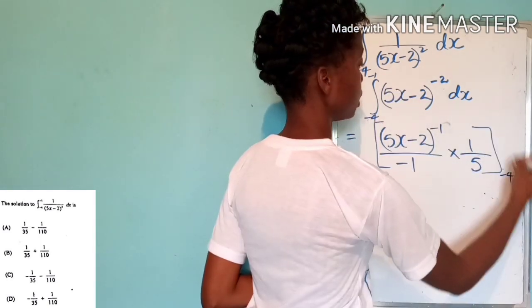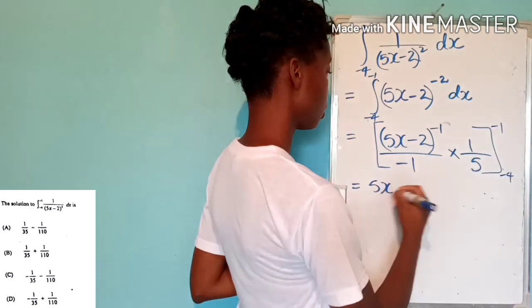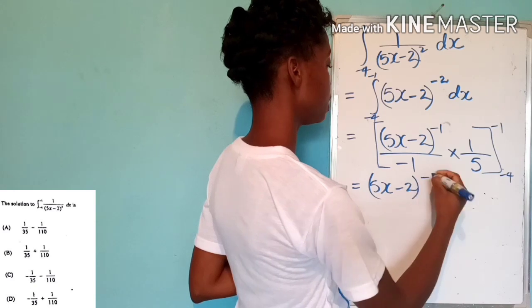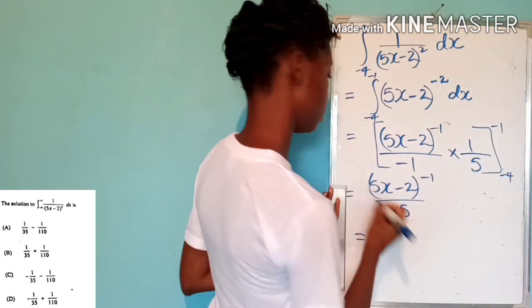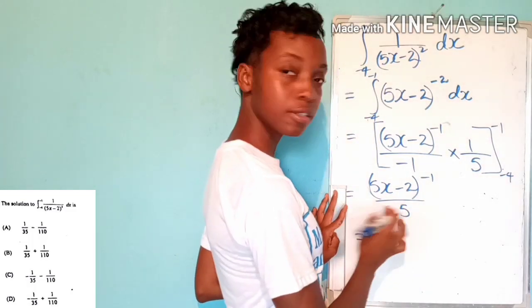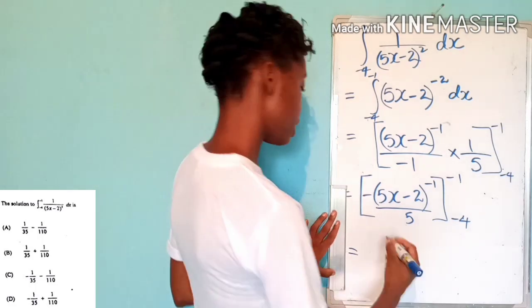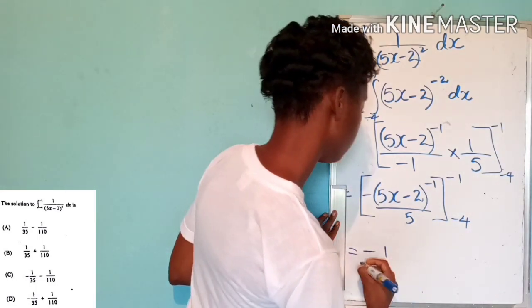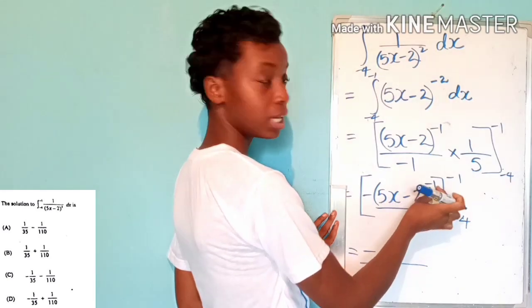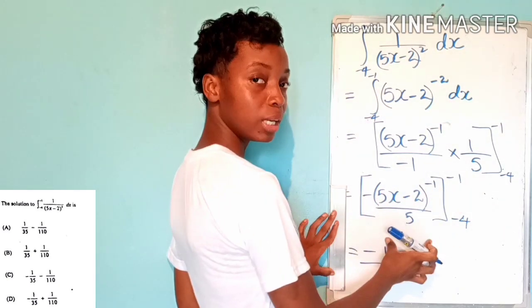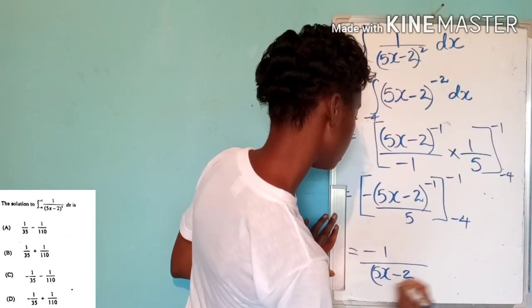We keep our limits -4 to -1. So this is (5x - 2)^-1 divided by -1 times 5, -5. And we can keep our negative sign in our numerator. This we can rewrite as negative 1 over, we're moving (5x - 2)^-1 to our denominator, and so our power will become a positive 1.